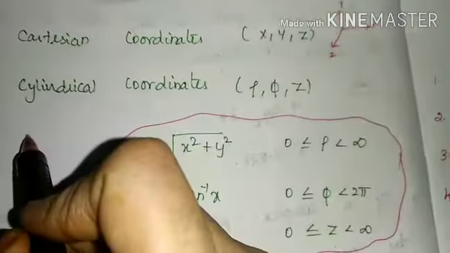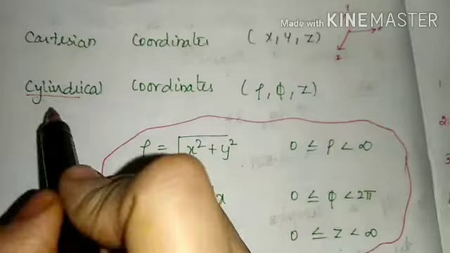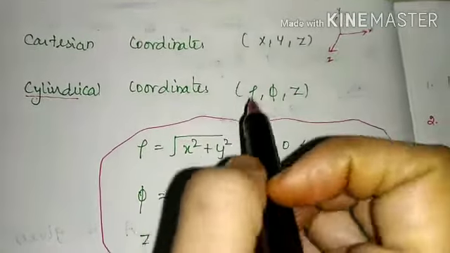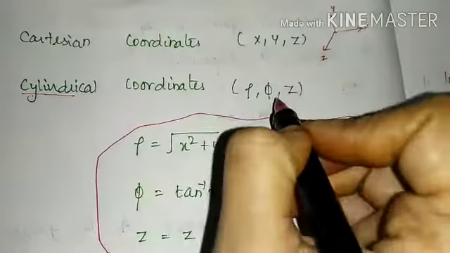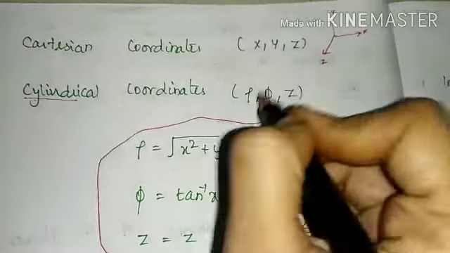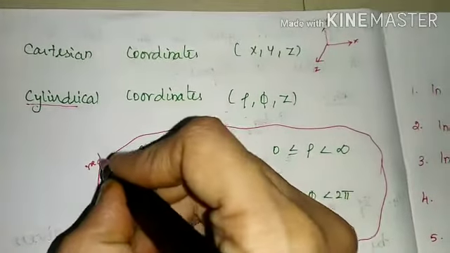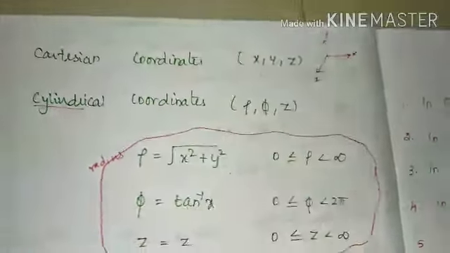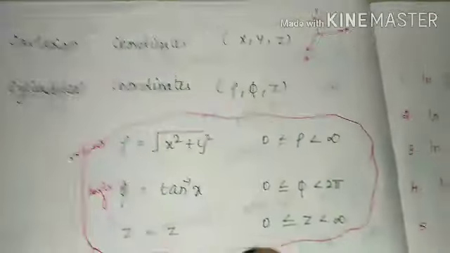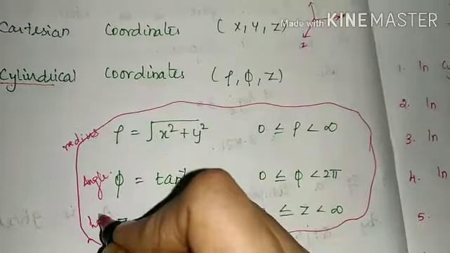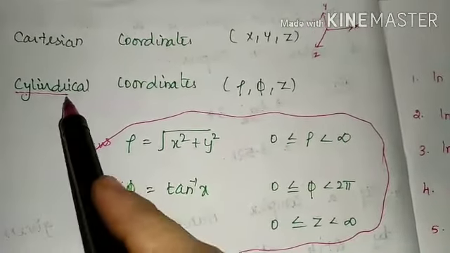Then cylindrical coordinate system. In the name itself, we know it is a cylinder. In the cylindrical coordinate system, the coordinates are rho, phi and z. Rho is nothing but radius. This phi represents angle. This z represents height. Right? This rho represents radius of the cylinder.